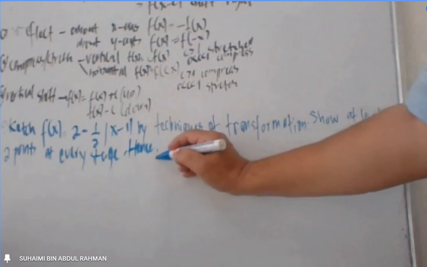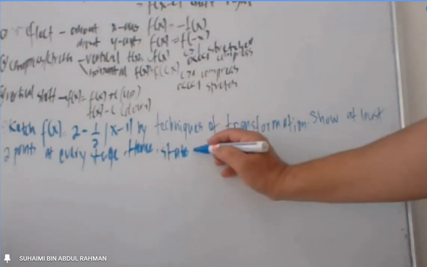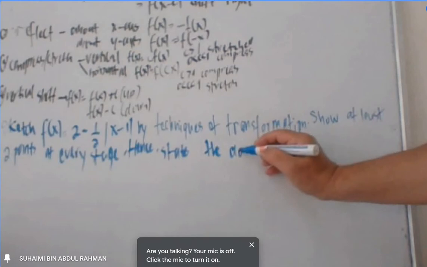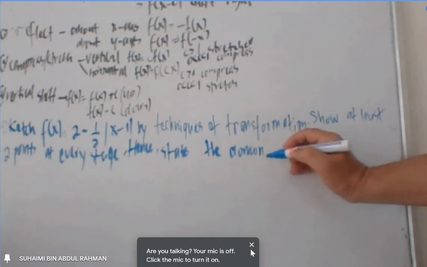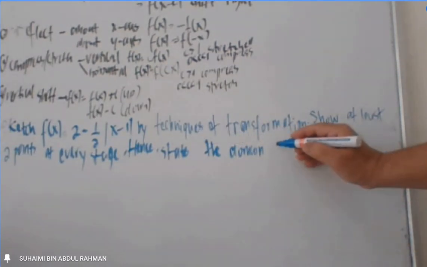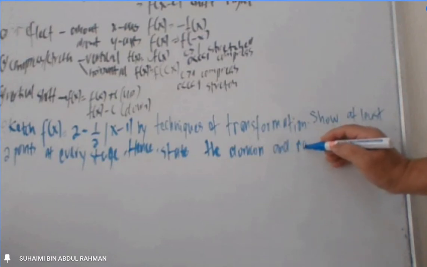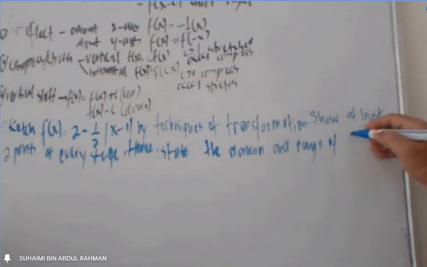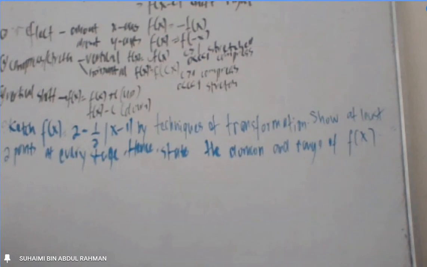Hence, state the domain and range of f(x), the function that we sketch. State what the domain is and what the range is. We will know the domain and range when we sketch the function.